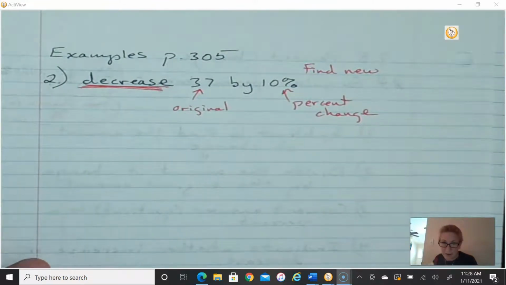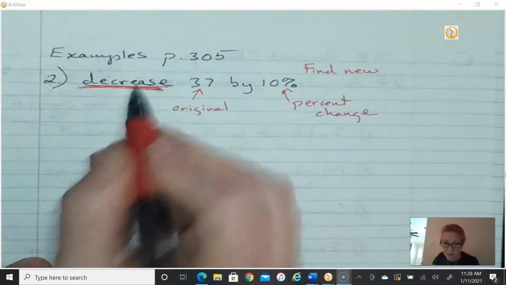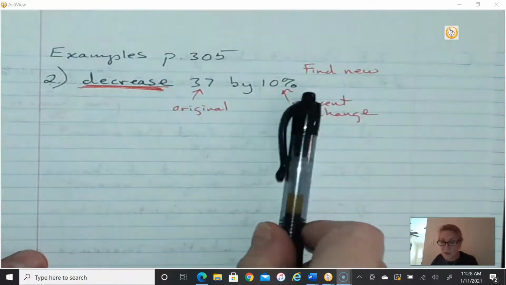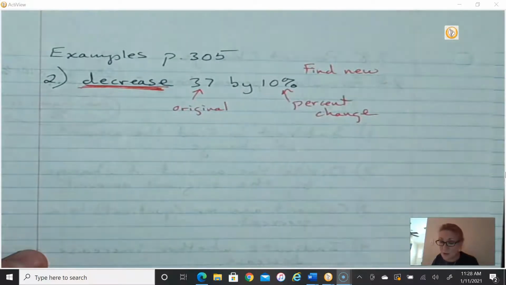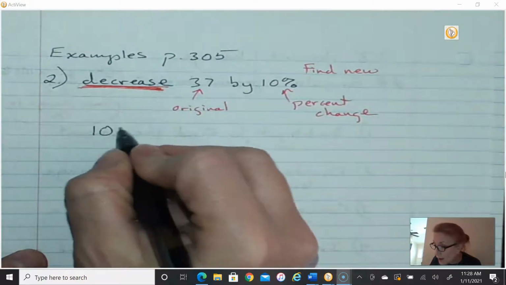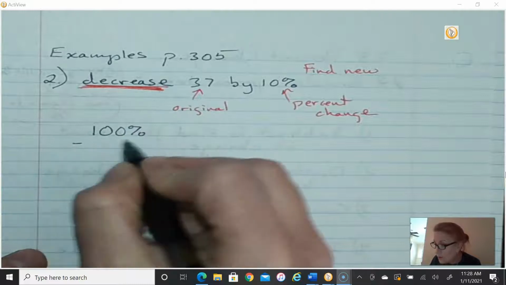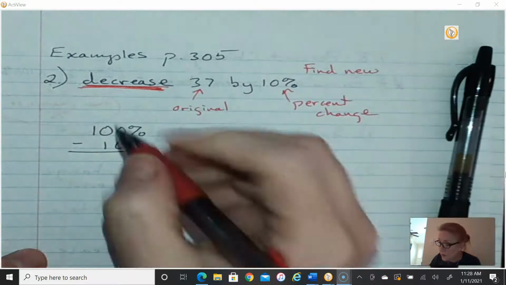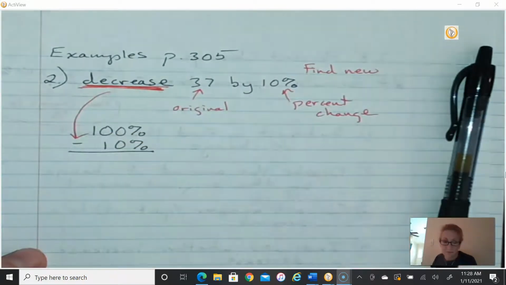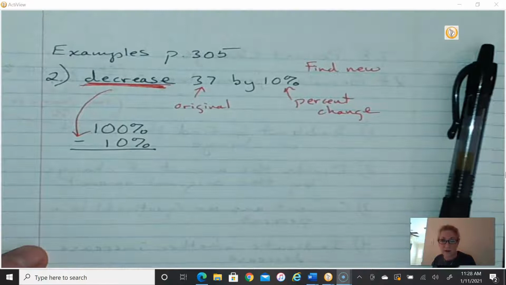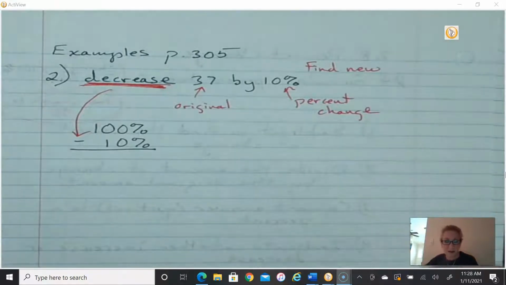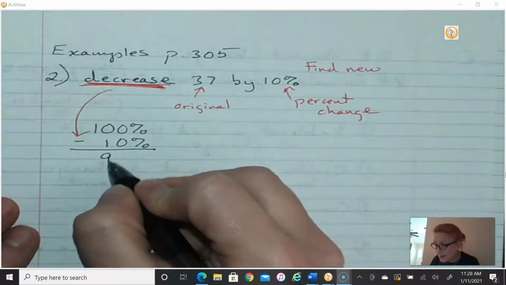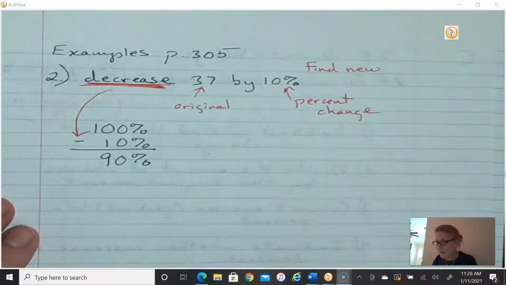All right, here's how you do it. This is different, so keep in mind. Just keep watching. So this is a decrease. To find it, we're going to subtract the percent change from 100%. Why am I subtracting? Because we're decreasing. When we're dealing with percent, we're dealing with 100. So 100% minus 10% is 90%.